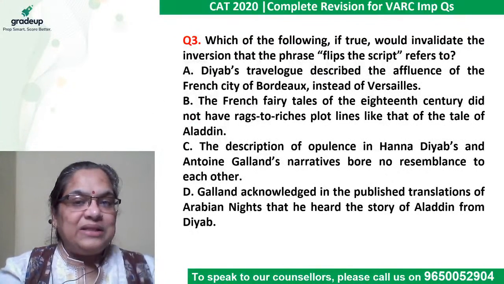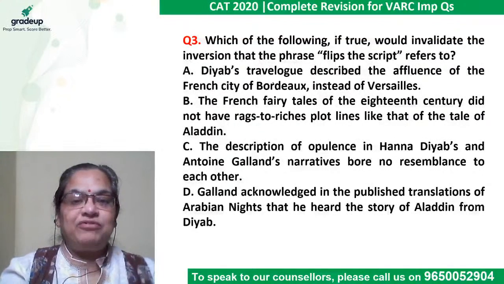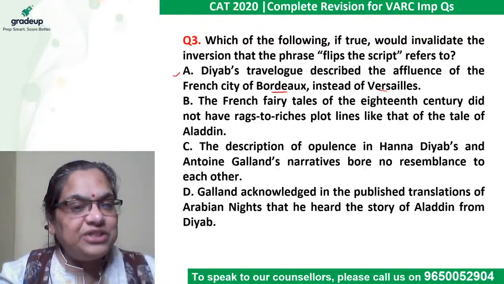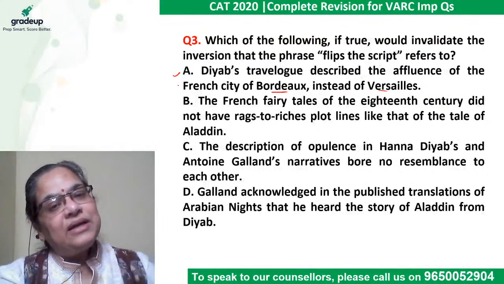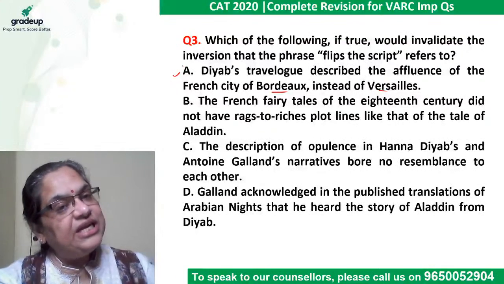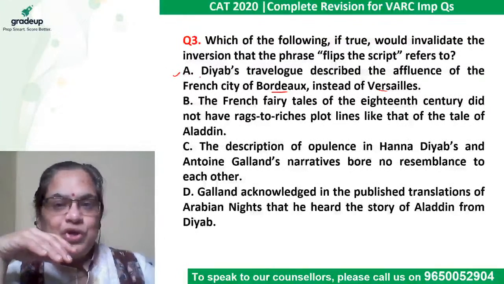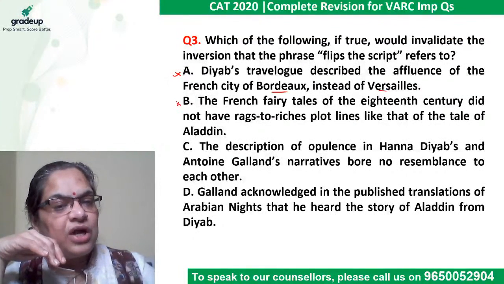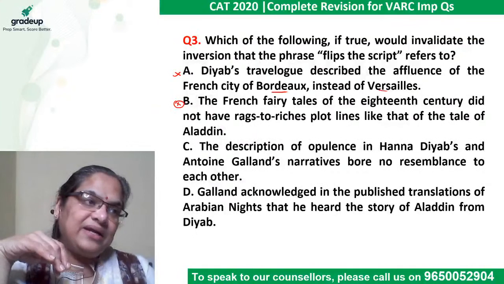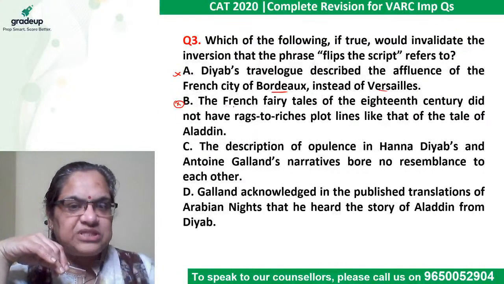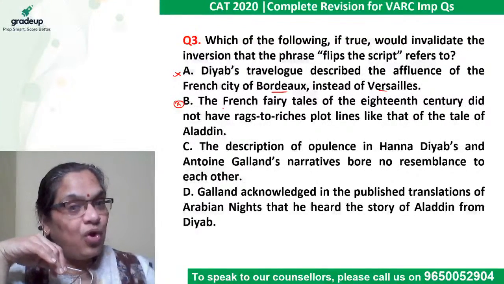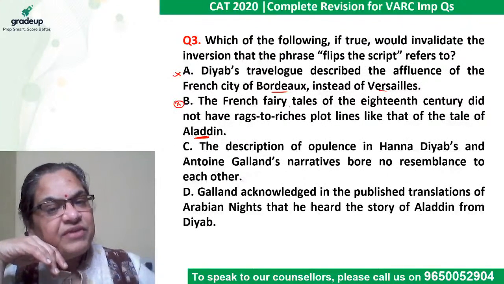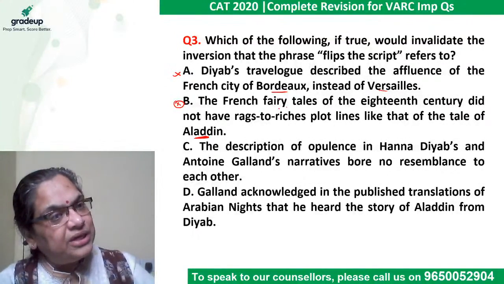Correct. Diab's travelogue described the affluence of Bordeaux instead of Versailles. What does it matter if you had mentioned Bordeaux and Galland had mentioned Versailles? It still is Diab's description. So this does not invalidate the script. The French fairy tales did not have rags to riches. It then also doesn't flip the script, because according to the author, Aladdin was inspired either by the French fairy tales or by French Orientalism.